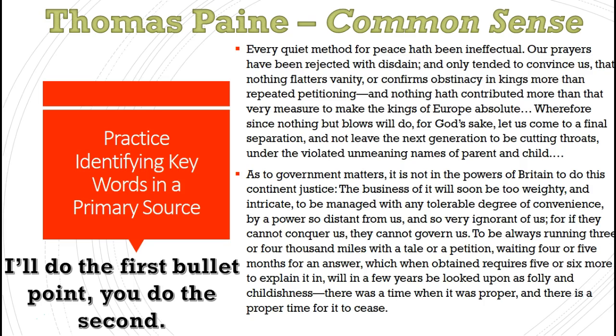All right, so let's look right here. This is an example of a primary source. This is Common Sense by Thomas Paine. So if you're looking at this first bullet point, we're going to look for key words. Every quiet method for peace has been ineffectual. Our prayers have been rejected with disdain and only tended to convince us that nothing flatters vanity or confirms obstinacy in kings more than repeated petitioning.